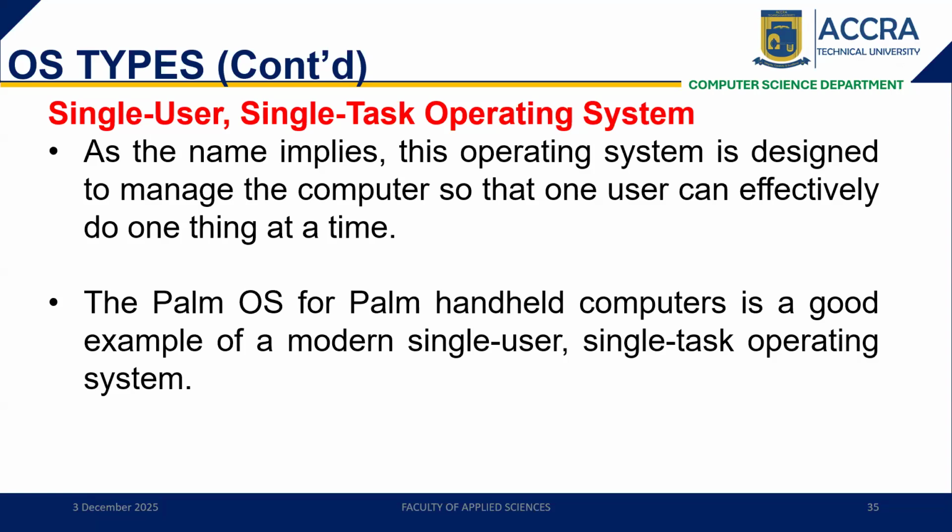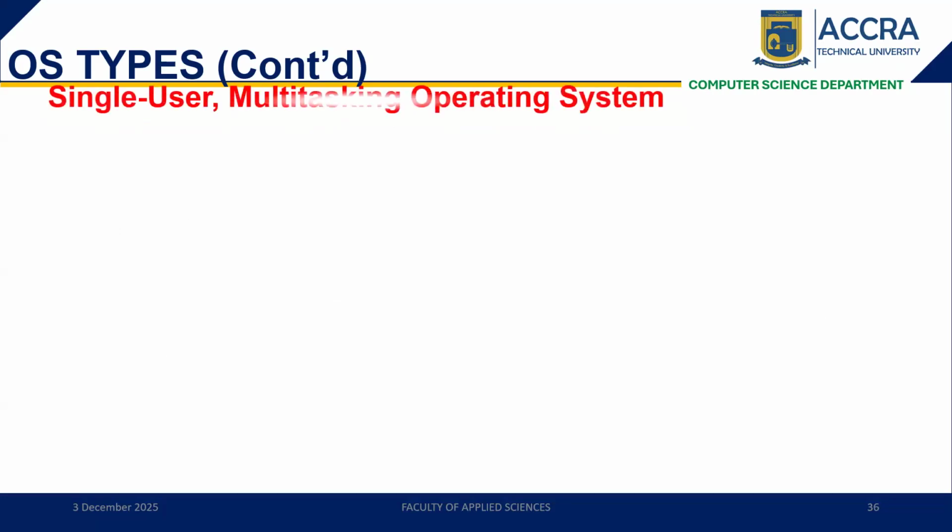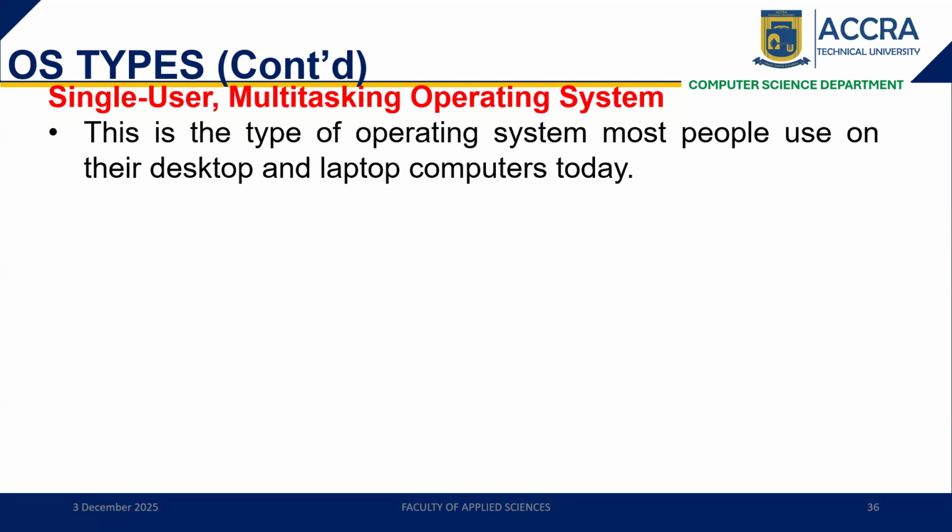And it's a single user, so one user that is doing that. That is it. We have the single user multitasking operating system. This one is a type that most people use on their desktops and laptops, the computers of today. So I'm currently a single user. You are also a user. We are all single users.